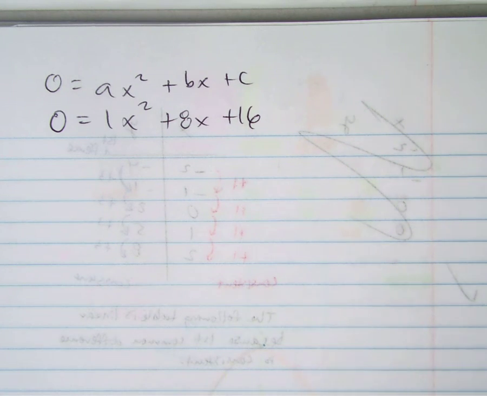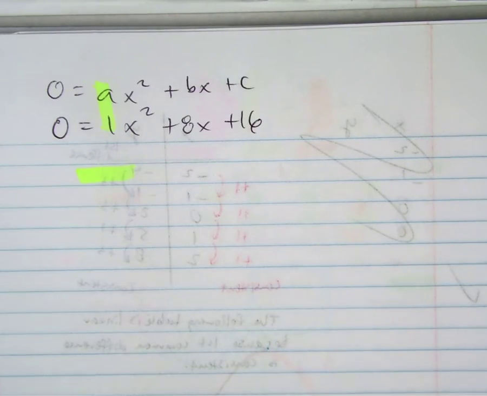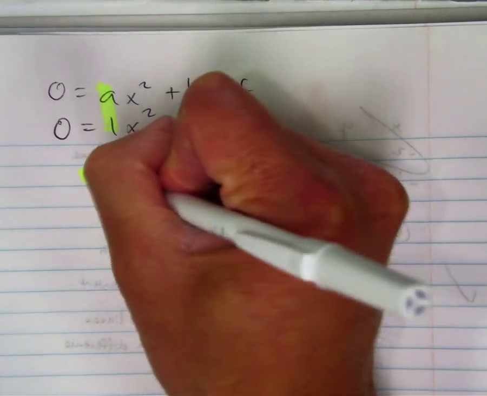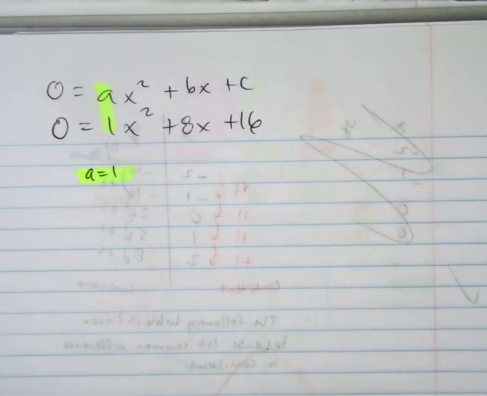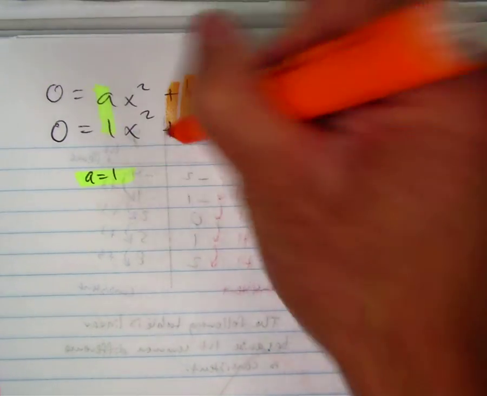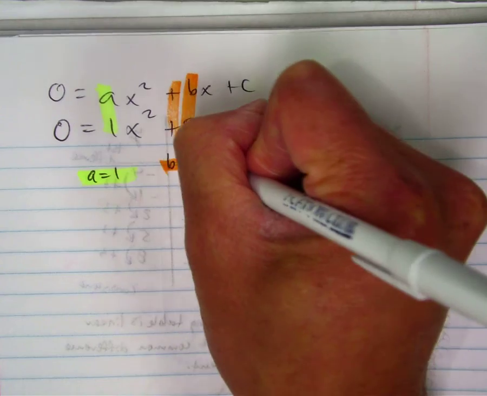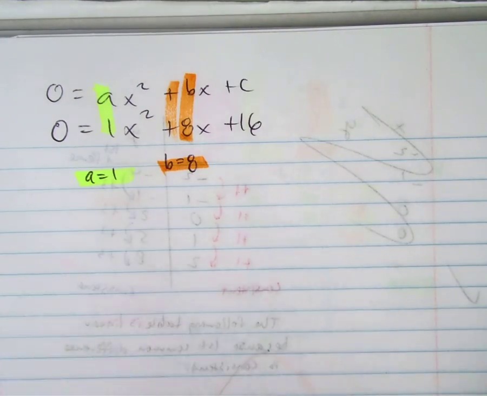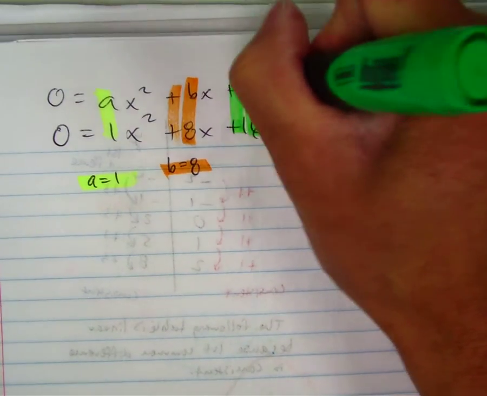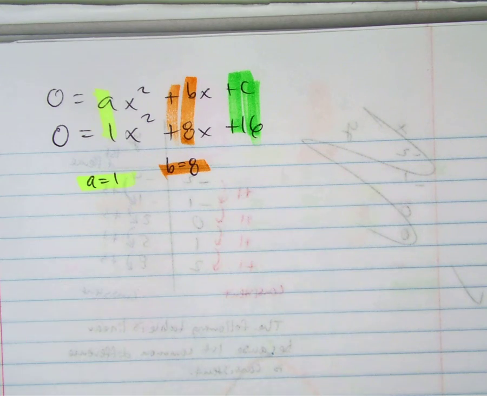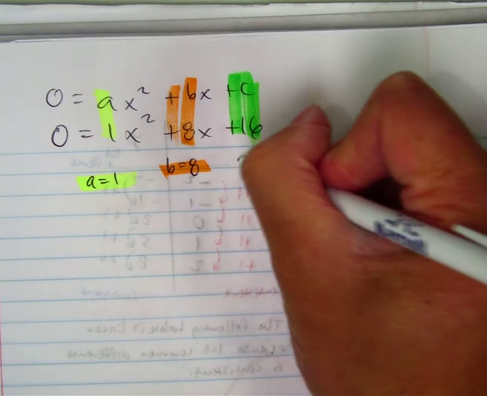Class, what's your A value? 1. Class, what is your B value? And class, what is your C value? 16. So this is in standard or descending order. You have it set equal to 0.